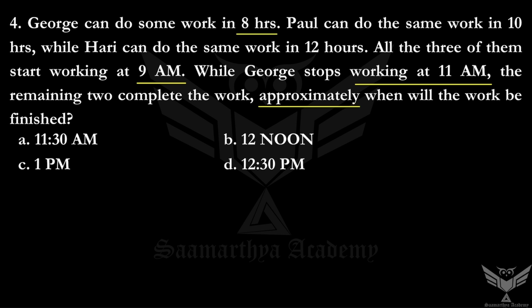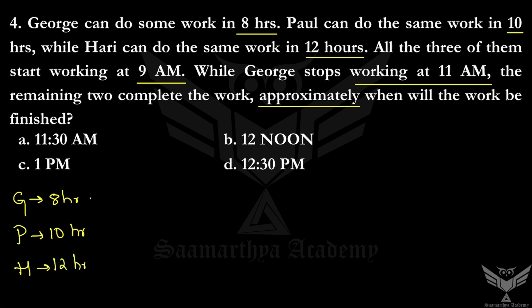George 8 hours, Paul 10 hours, and the other guy Hari at 12 hours. Now, simple distribution method will do. One is George, who's taking 8 hours. Paul, who's taking 10 hours. Then Hari is taking 12 hours.